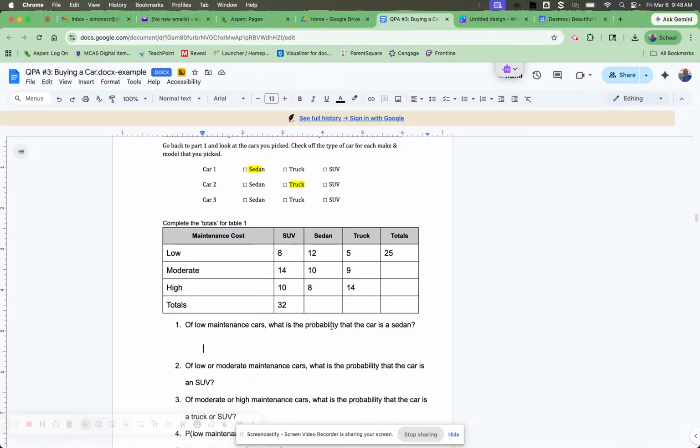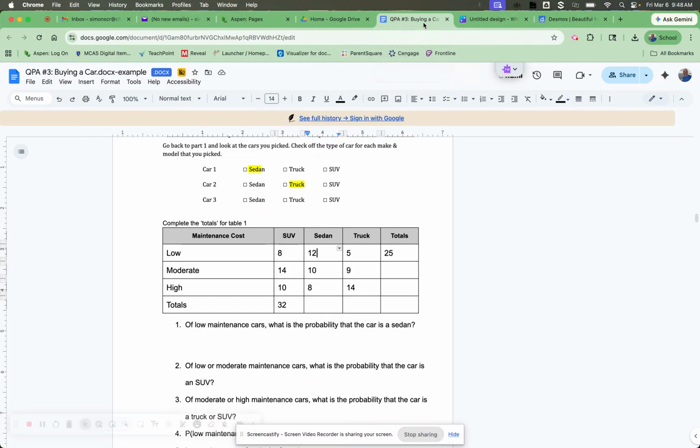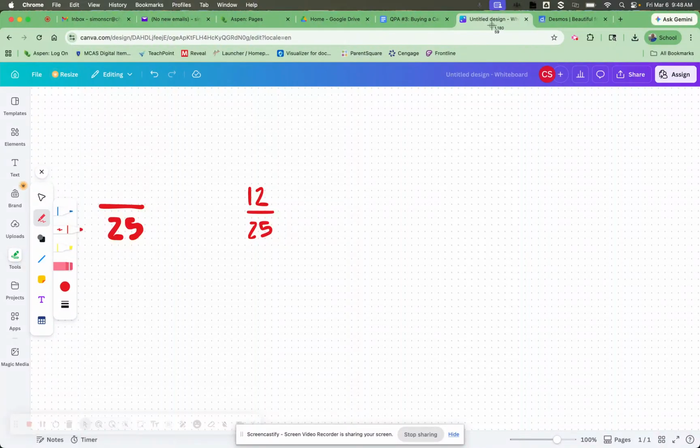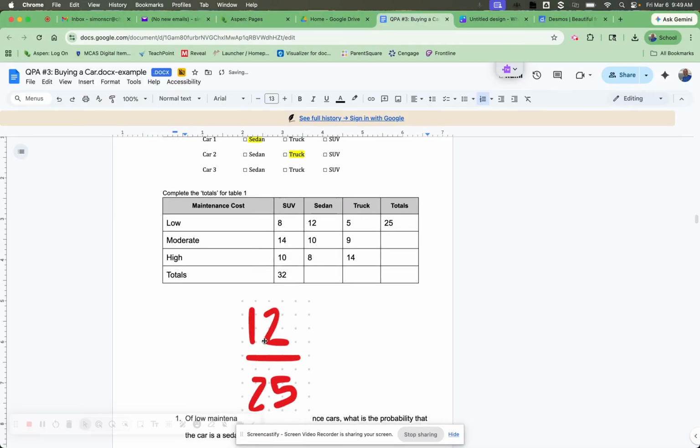Of the low maintenance cars, which one's a sedan? So I'm only looking at this group here. The sedans are 12. So that means that 12 out of 25. I'm going to take my fraction, I'm going to put it here.